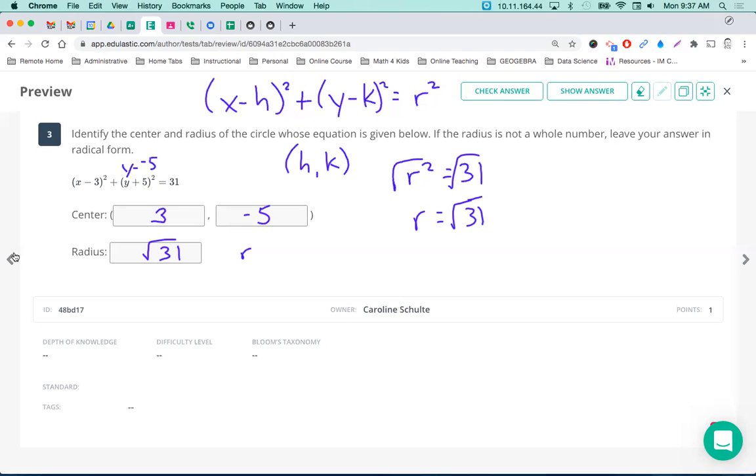Yeah, so that's an exact answer. We could get a decimal, we could round it. But I like the fact that we're keeping it exact with circles, because we want to know exactly how big the circle is.